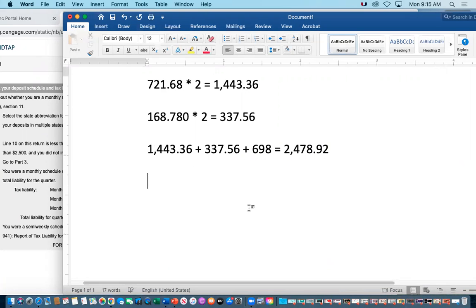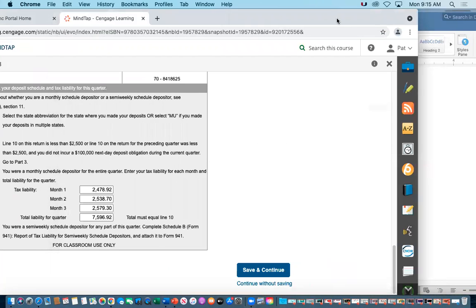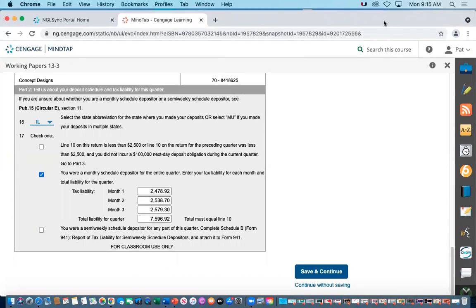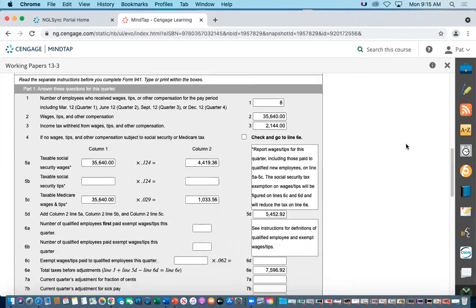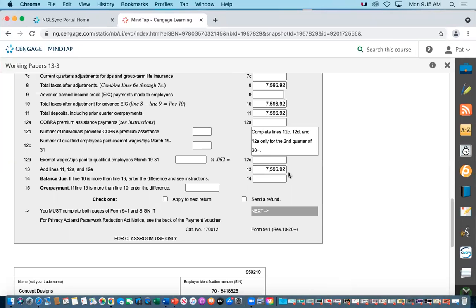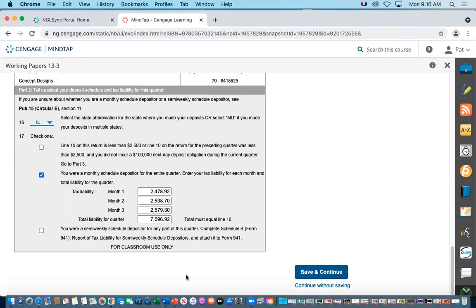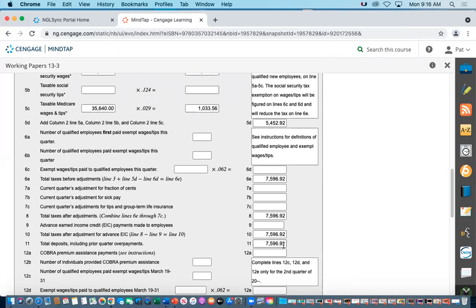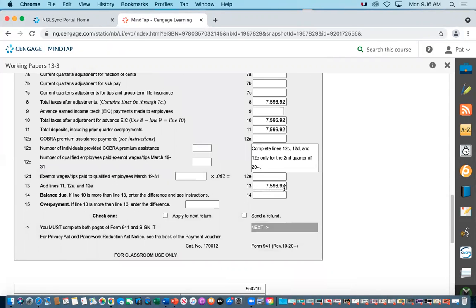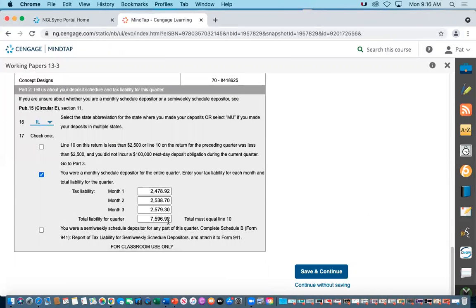And then put commas on there. Okay. So that 7,596.92 number that we kept typing on here, that is the total liability for the quarter. So those should match. The 7,596.92 that we have, the total number should match this, if all things are going well.